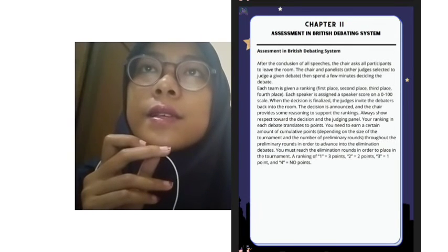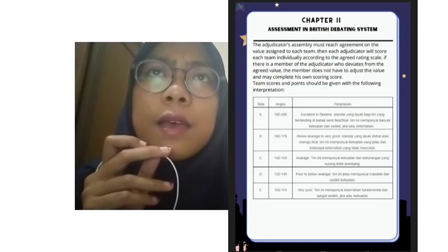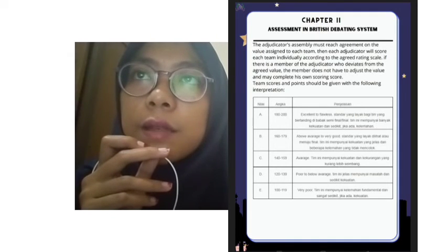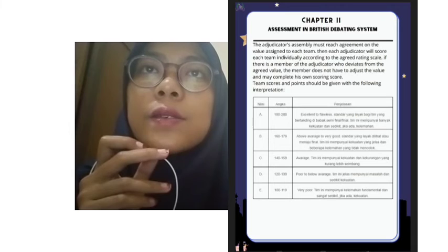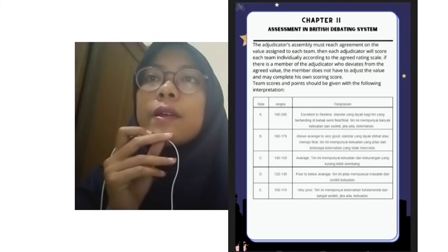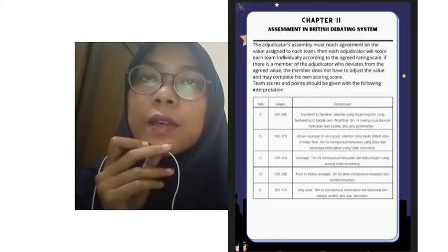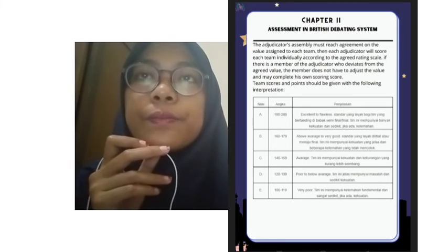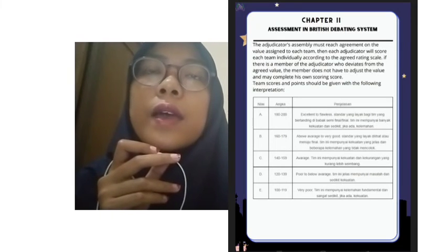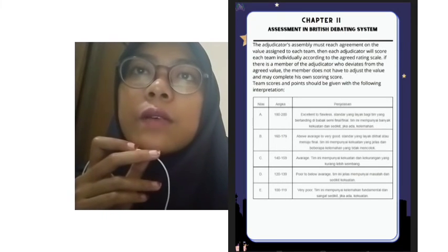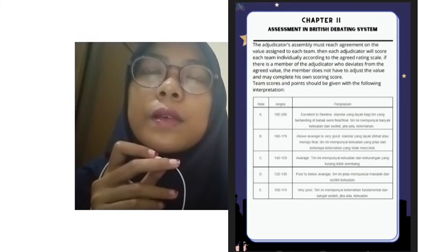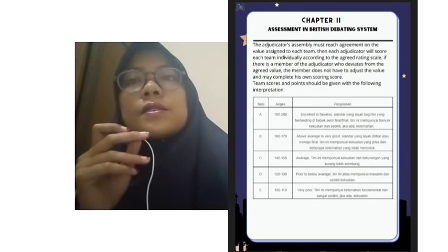The adjudicator panel must reach agreement on the value assigned to each team. Then each adjudicator will score each team individually according to the agreed rating scale. If there is a member of the adjudicators who deviates from the agreed value, the member does not have to adjust the value and may complete his own scoring. Team scores and points should be given with the following interpretation.